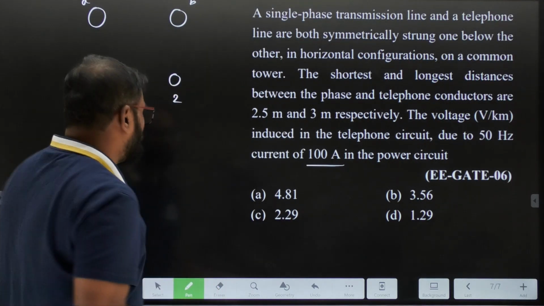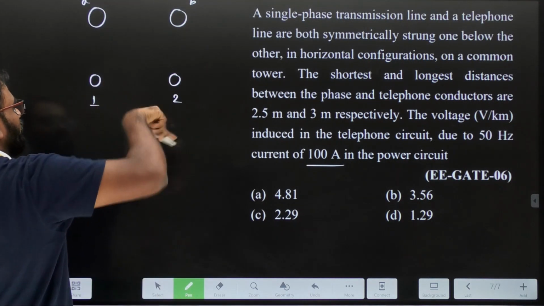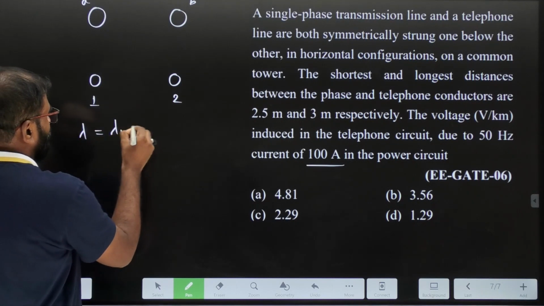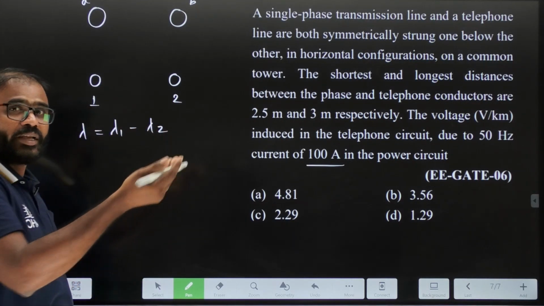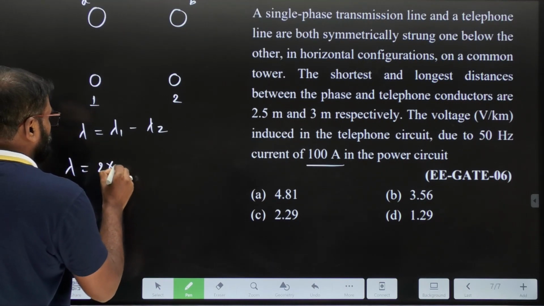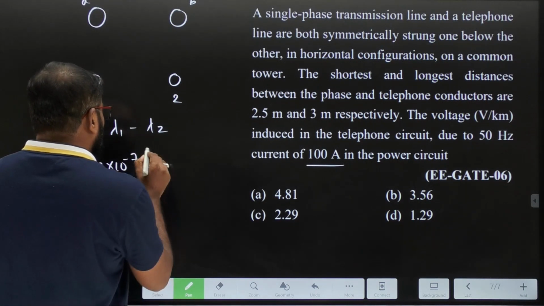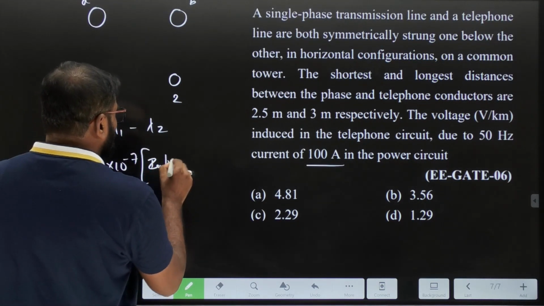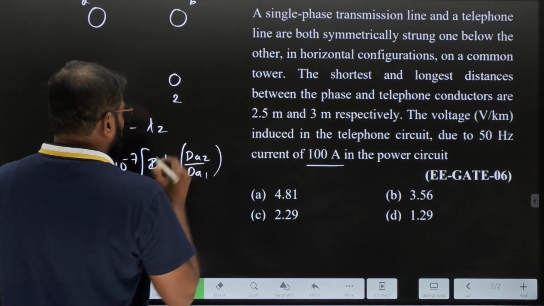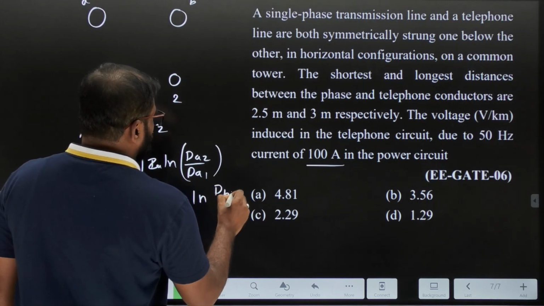To calculate the EMF induced in the communication line, first we need to calculate the total flux linking the communication line. For that we have a simple formula, lambda equals lambda 1 minus lambda 2. I am not going into the derivation, directly I am writing lambda equals 2 into 10 power minus 7 times IA ln of dA2 by dA1 plus IB ln of dB2 by dB1.